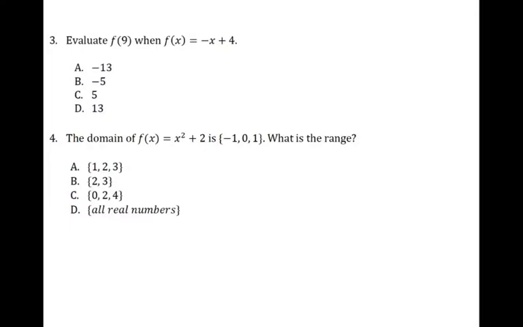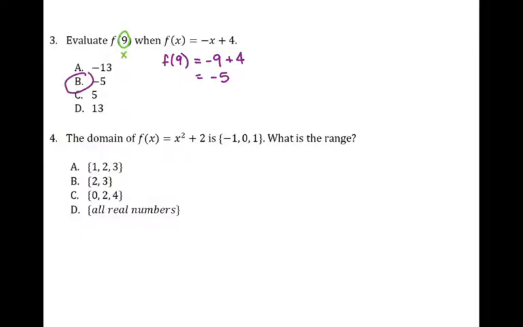Evaluating functions. So evaluate f of 9 when f of x equals negative x plus 4. So this number in the parentheses, that represents your input, also known as x. So I'm going to take 9 and plug it in for x. So I'm trying to evaluate f of 9. So wherever I see an x, I'm going to replace it with 9. I can simplify. Negative 9 plus 4 is negative 5, which is letter B.